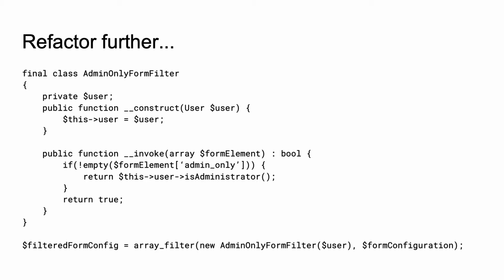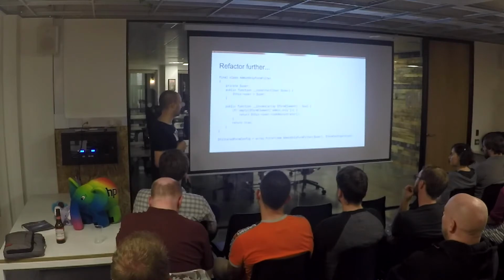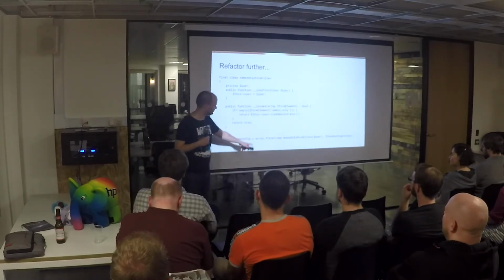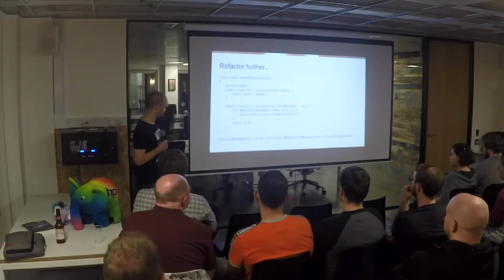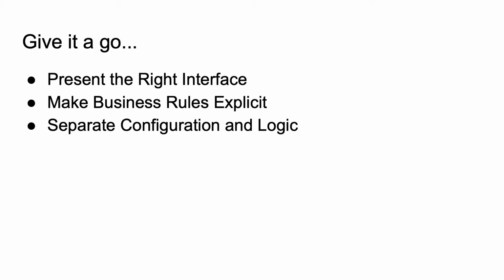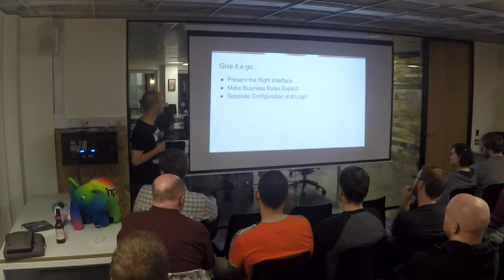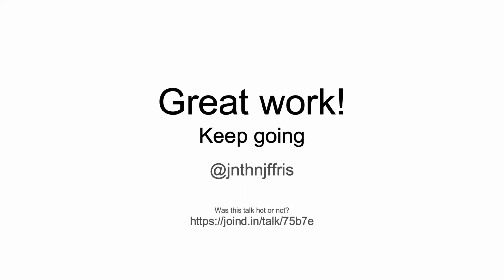So what we've done here is split that filter function out into a class, and we tell it what the user is, and we've got our same function there. And all we're doing is applying it as an array filter to get rid of the stuff that we don't need, and end up with our filtered array. So that's it. We've done presenting the right interface, we've made business rules explicit, and we've separated configuration from logic. And that's it.